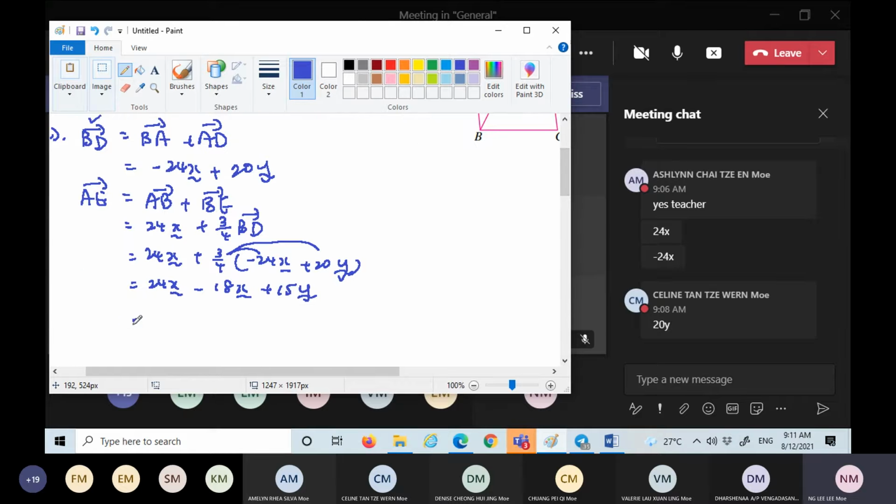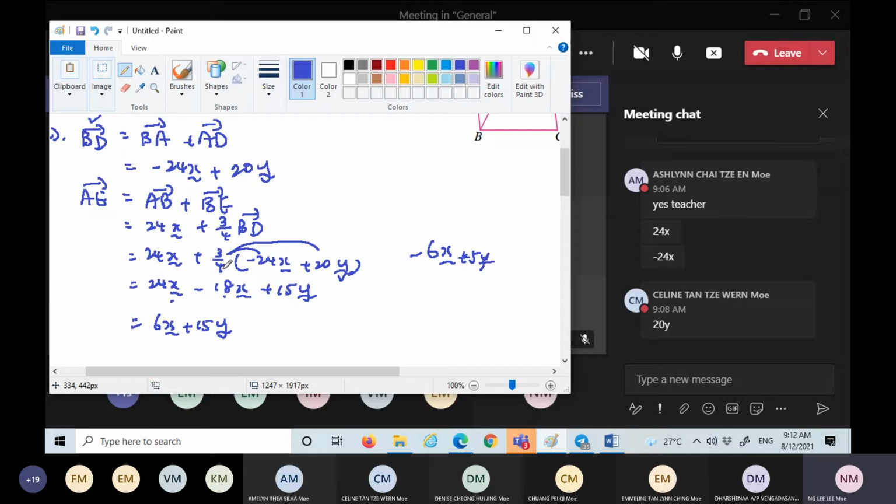Okay, continue. x and x combine. So 24 minus 18, 6x, and then plus 15. Teacher: Yeah. Not minus 6x and then plus 5y. Minus 6x plus 5y. Right? Yeah.